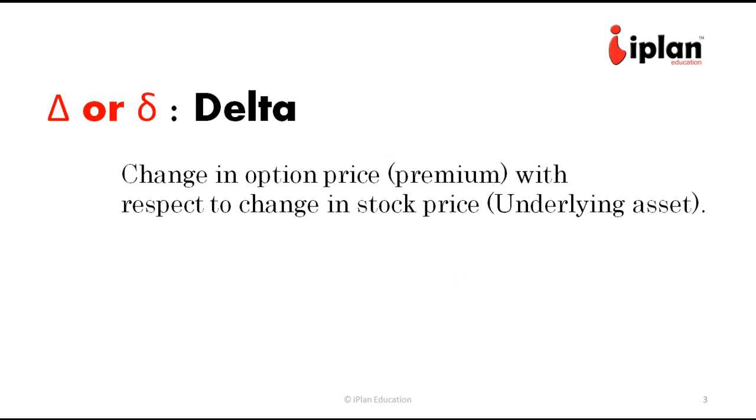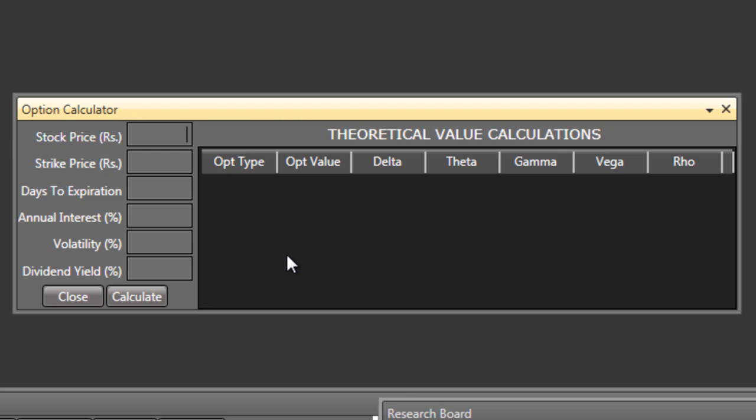Delta is the change in option price, or the premium, with respect to the change in stock price. So let's say the delta is 0.06 and the stock price changes by 1, so obviously the premium will change by 0.06. This option calculator is provided by my stockbroker.